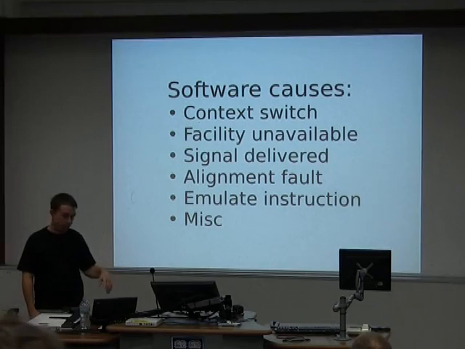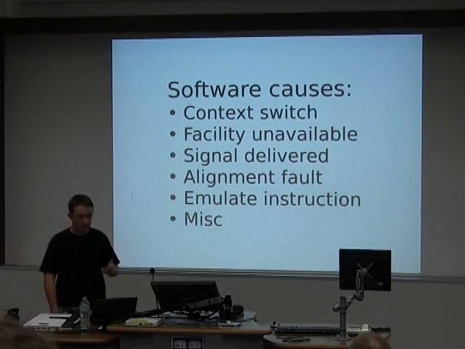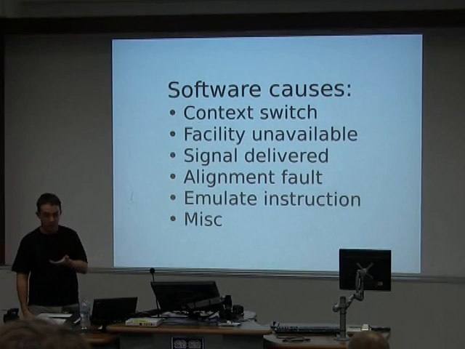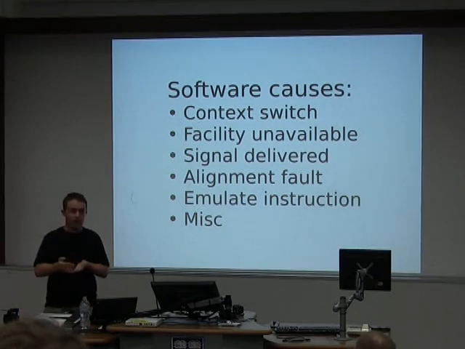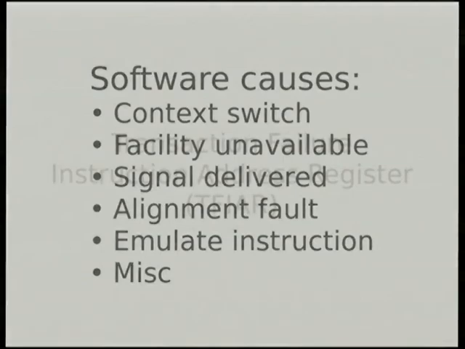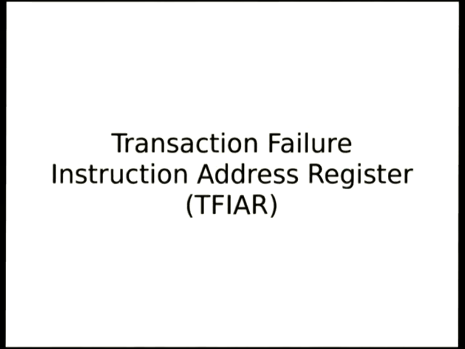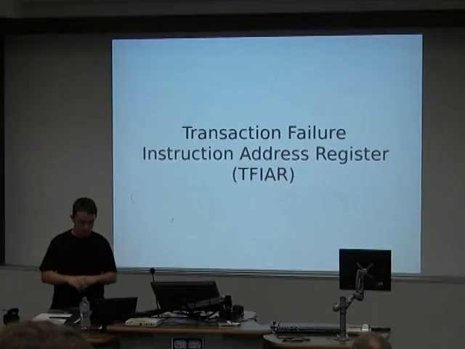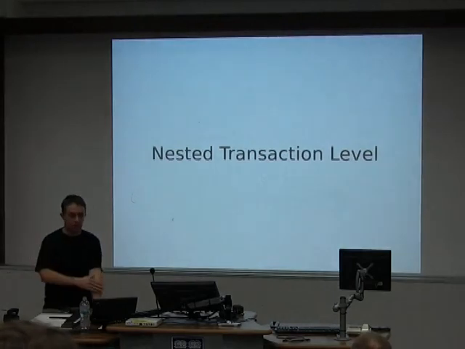A signal delivered, an alignment fault, emulate instruction. This is a really good example of a persistent fault. If you have to trap into the kernel to keep executing an instruction, then it's going to keep aborting your transaction. So it'll set that persistent bit to say, I really think you're not going to pass ever, so don't bother retrying. We have this register, which is a best guess by the hardware to say, I think you aborted because of this instruction, which is handy. You have a nesting transaction level, which can tell you how far deep you are.